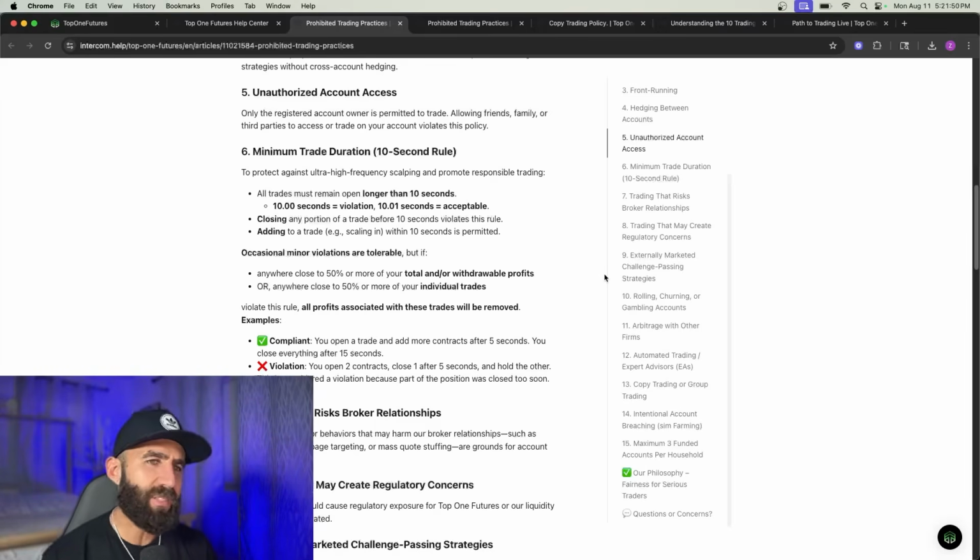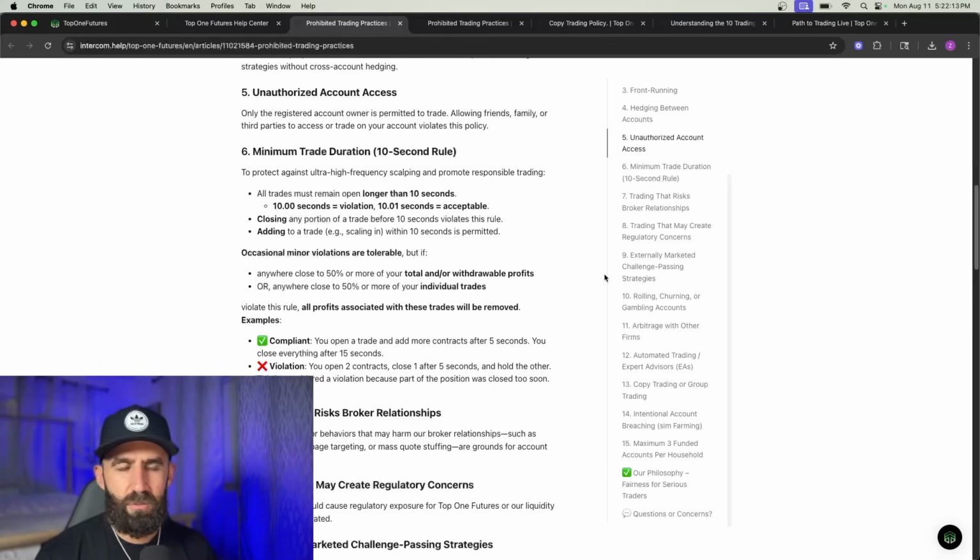So I don't think it's common. I'd say 95% of traders are not going to have any issue with this, but there are some super high frequency traders out there. They're tick scalpers. I personally don't think that there's anything inherently wrong with doing that in live market conditions. But for their reasons, protecting against ultra high frequency scalping, promoting responsible trading, right? Being able to manage risk on the back end. Those are some of the reasons.